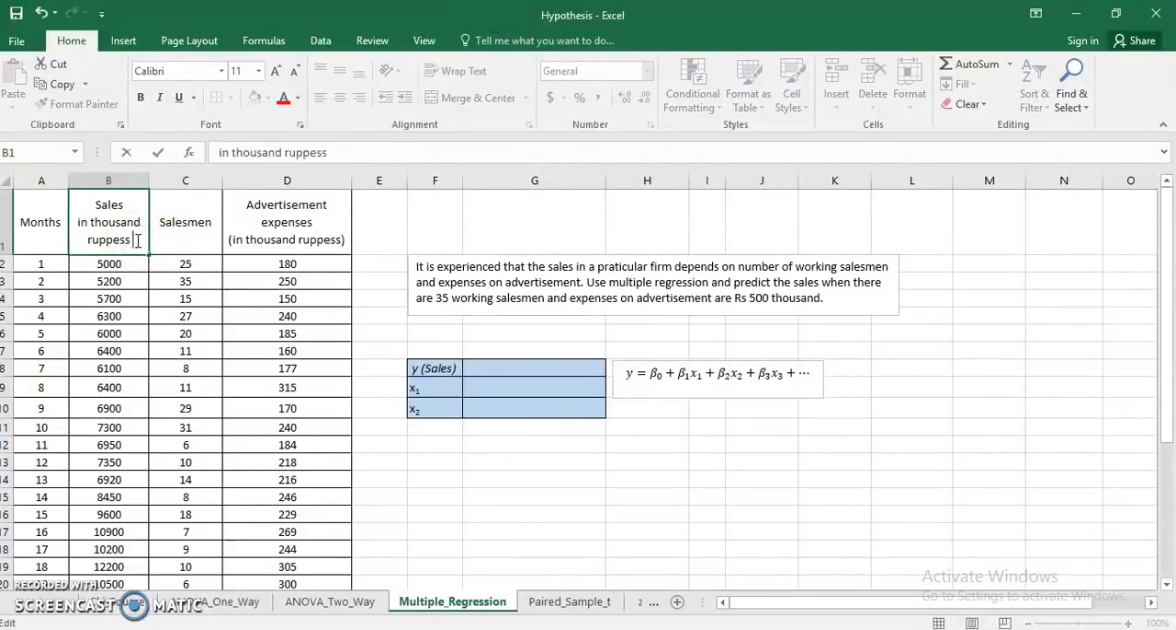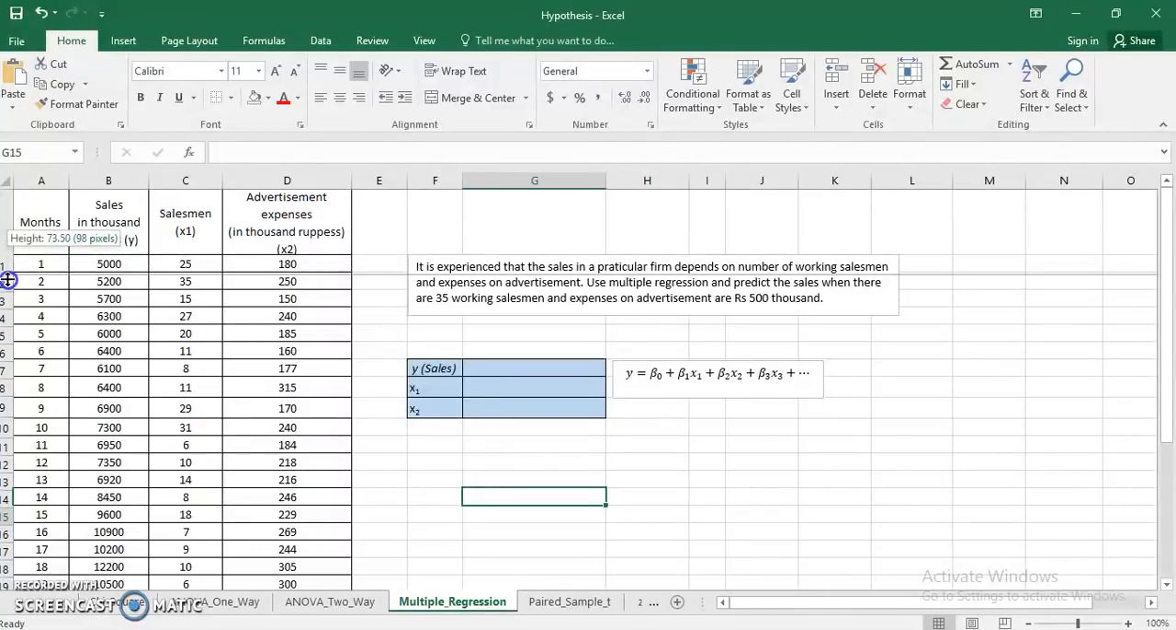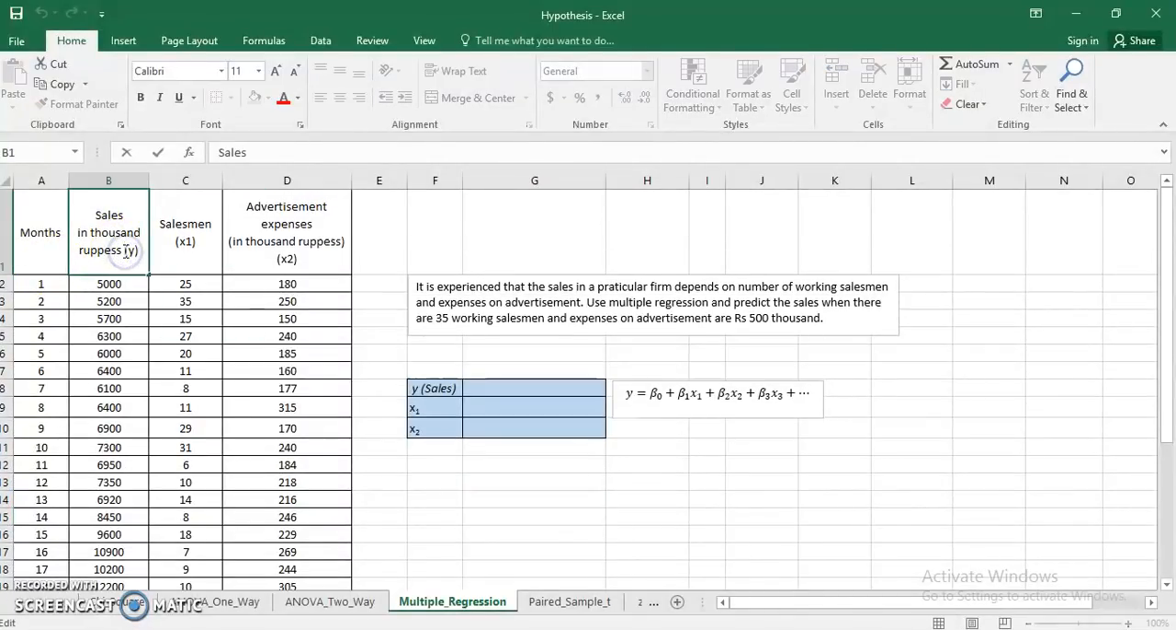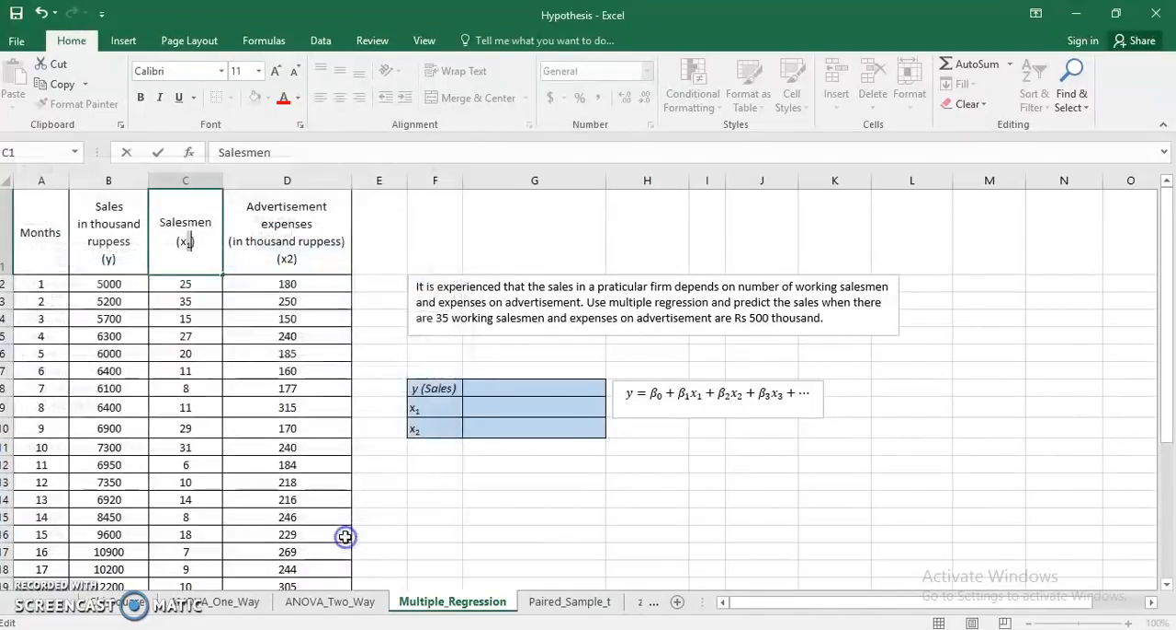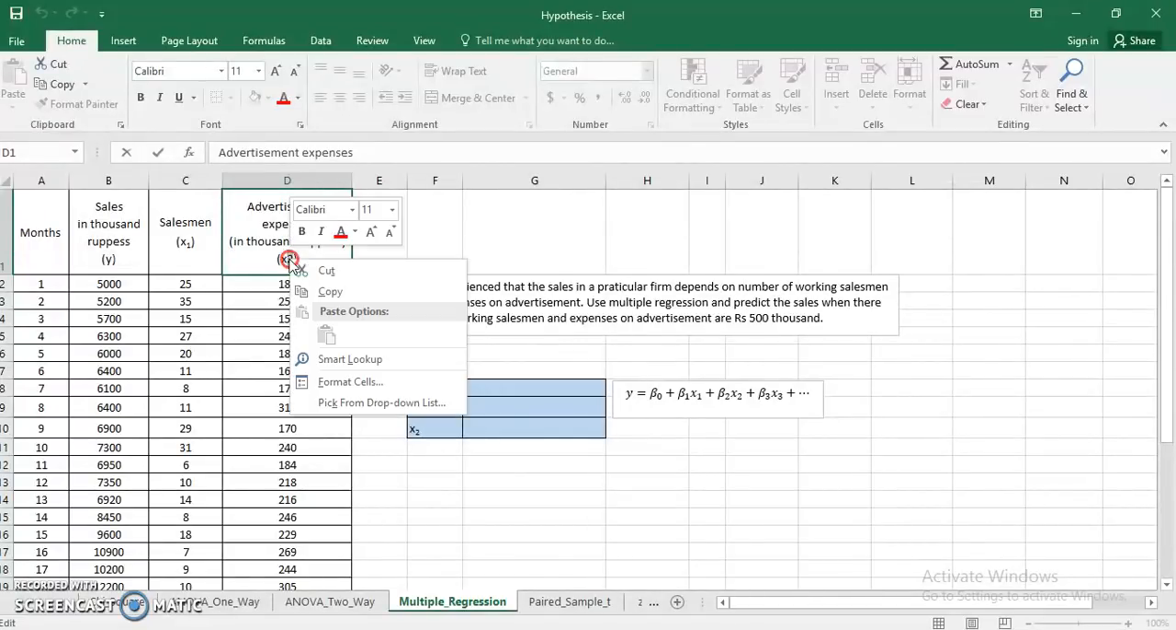It is experienced that sales, which I'm going to represent by small y, depends on how many salesmen are working in that particular month. So x1 is number of salesmen working in that particular month. And it also depends on how much expenses there are on advertisement, which is represented by x2. So fundamentally there are three variables involved in this problem. The one dependent is sales in rupees, and the other are two independent variables, out of which one is number of salesmen working in a particular month, and the other is advertisement expenses in 1,000 rupees.